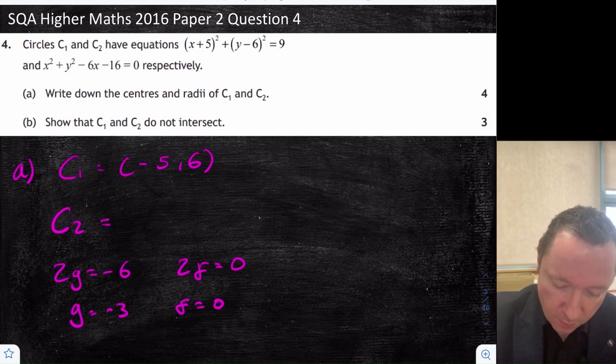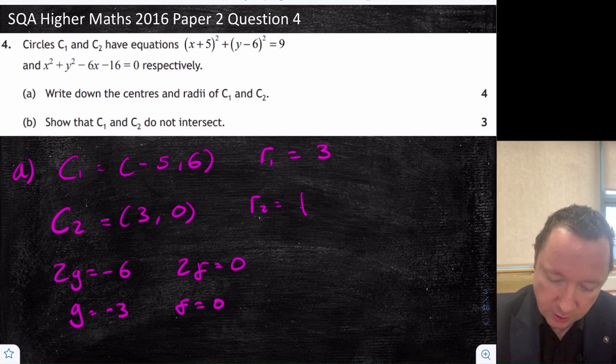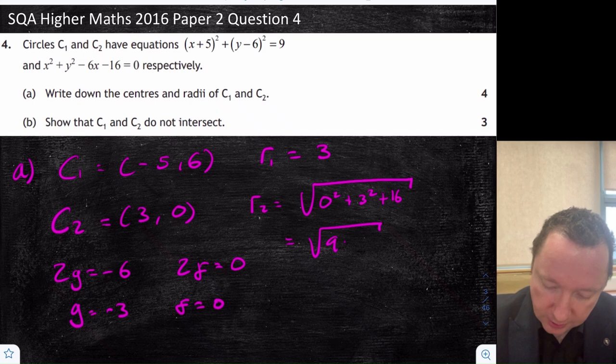The radius of circle 1 is just the square root of 9, which is 3. And to get the radius of circle 2, remember, it's the square root of f squared plus g squared minus c, so 0 squared plus 3 squared minus c. Well, c is minus 16, so plus 16. So that's the square root of 9 plus 16, square root of 25, which is 5.